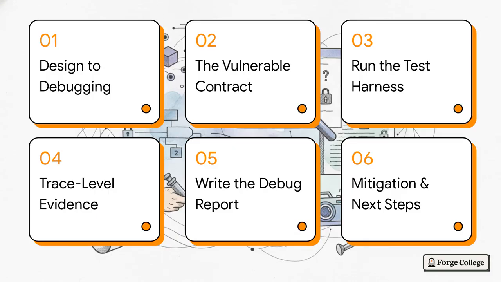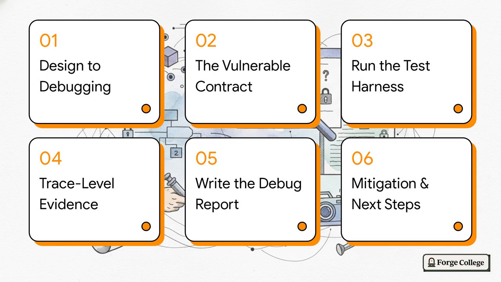Here is our game plan for today. We're going to start with moving from design to debugging, then meet the vulnerable contract. Next up, we'll run the test harness and collect trace-level evidence. Then we'll wrap up the whole process by writing the debug report and discussing mitigation and next steps.